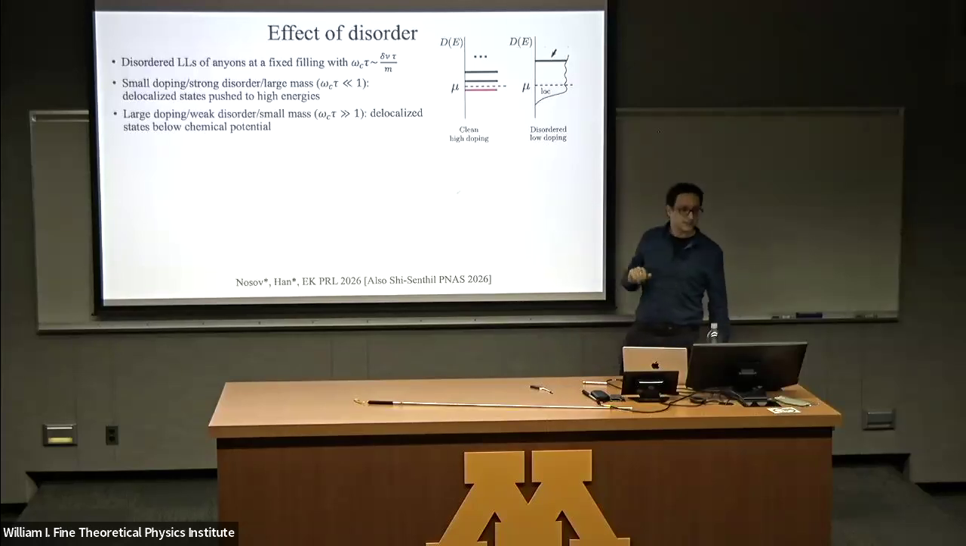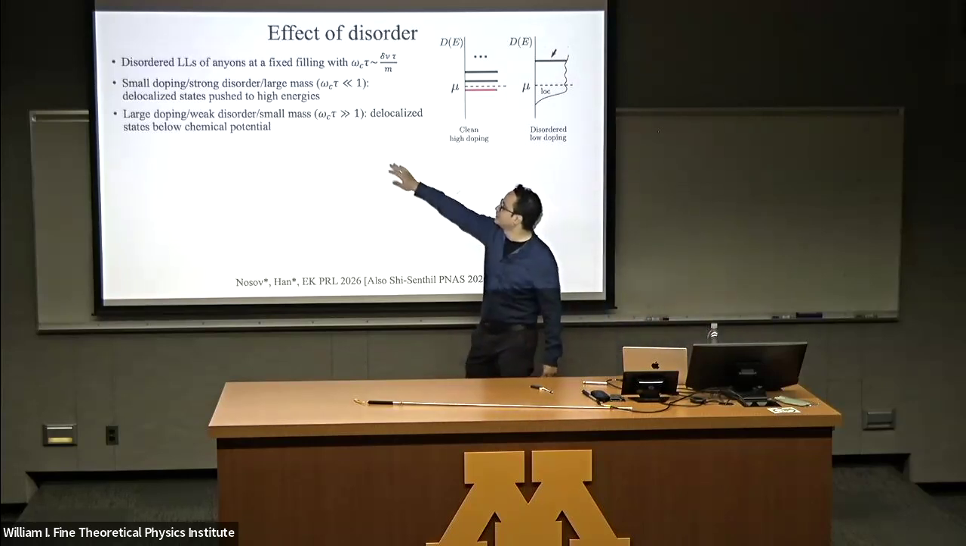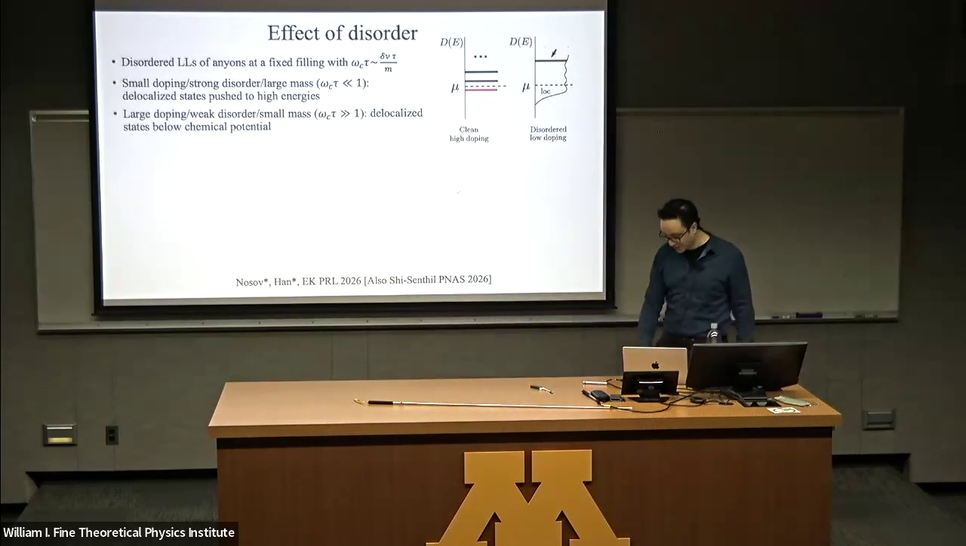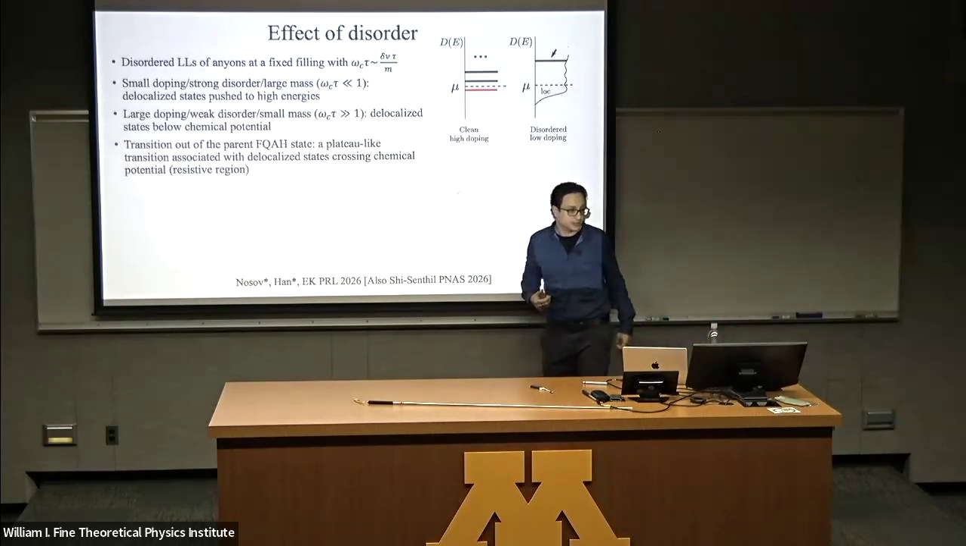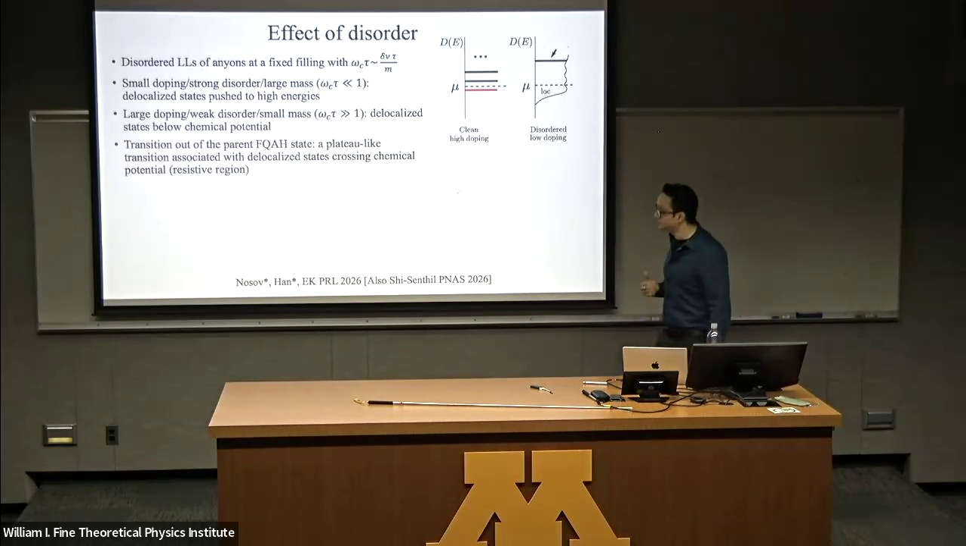On the other hand, when the mass is sufficiently small and the density is not, the doping of anyons is not extremely small, then I can get in a regime, this weak disorder regime, where I get the response of these anyon Landau levels. And the two are related by a plateau-like transition associated with these delocalized states crossing the chemical potential. And this offers a qualitative explanation for these resistive regions.